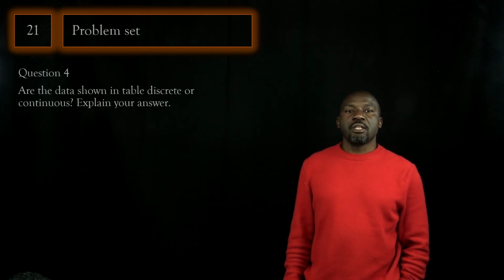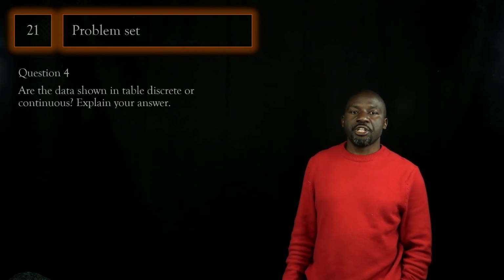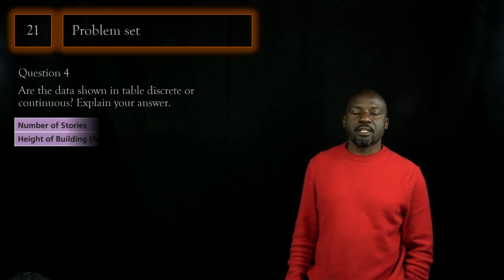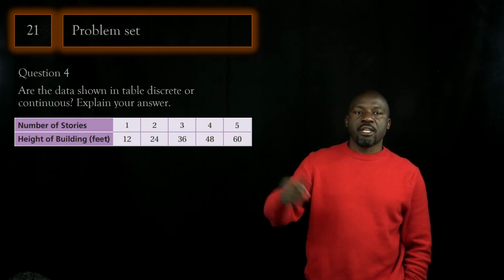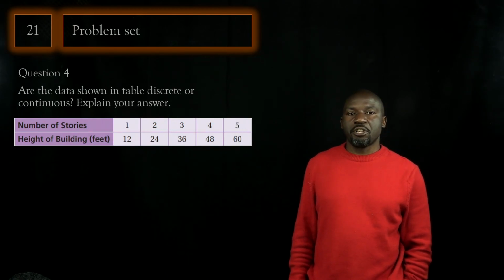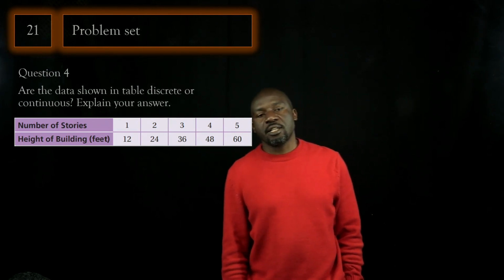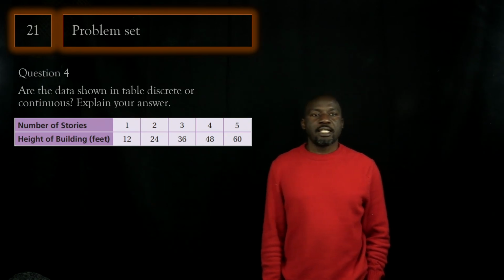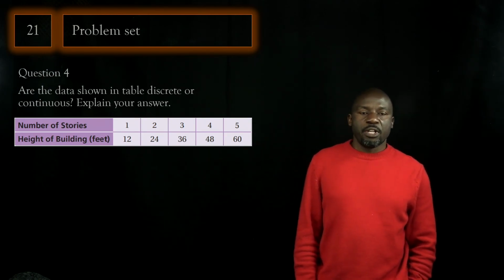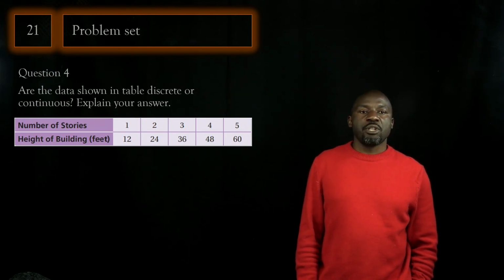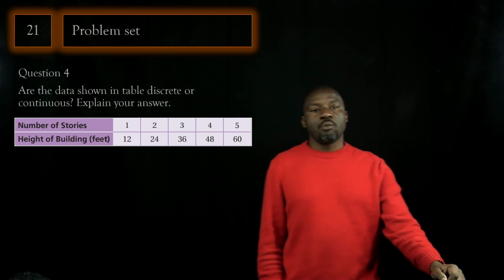And lastly, the data shown in the table, discrete or continuous? Explain your answer. So there is a table of data. Do you think this is discrete or is it continuous? You would need to have watched video 1 and video 2 to be able to answer this question appropriately. Hopefully you try these questions out and let me know if you have any difficulties. If you want us to go through any of them, we can do so without any problem.